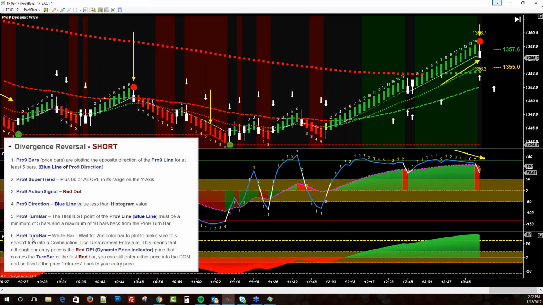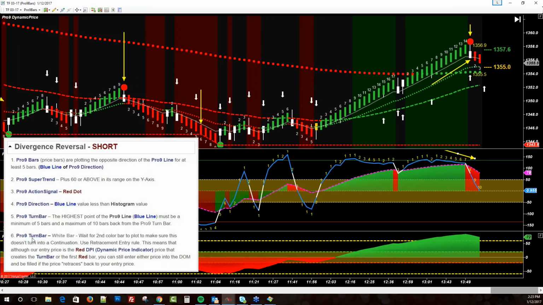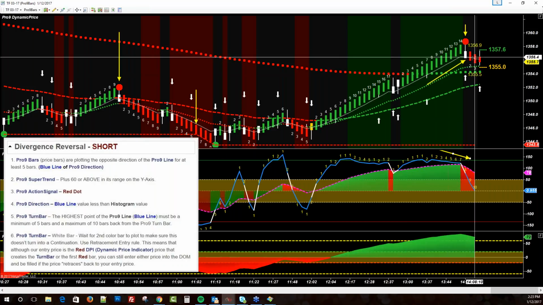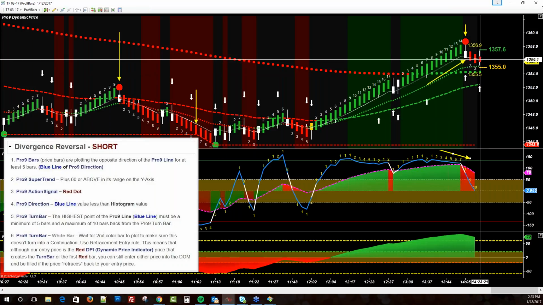Because what can happen is, even though we have all the signs for a divergence reversal, the trend could be so strong that it will plot a red color bar and then plot another turn bar and turn into a continuation. So we want to exercise a bit more caution and make sure that we're going to actually see a price reversal before we commit to it. In this case, we did see our 2 color bars plot, and now we're here.